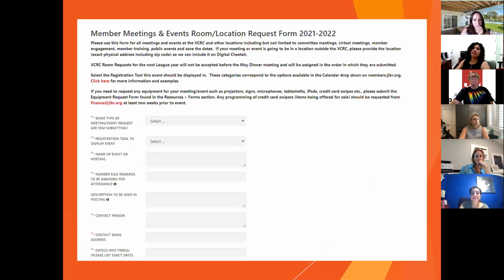So this is our member meeting and event room location request form. Anyone who has not submitted their dates for your committee meetings, when you get a chance, go on the member site. This is under forms, and it's called member meetings and event form. When you drop down here, it's all drop-downs and simple fill-ins. You can set all of your meetings up with one form.